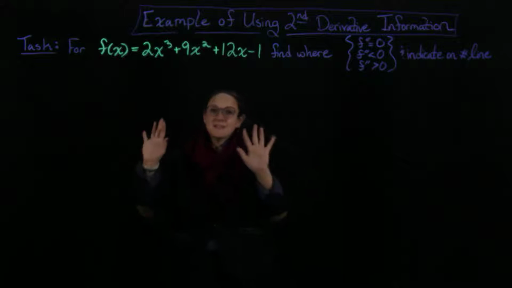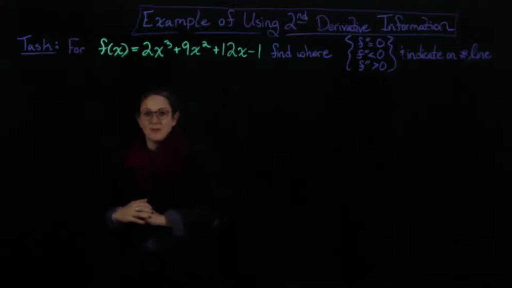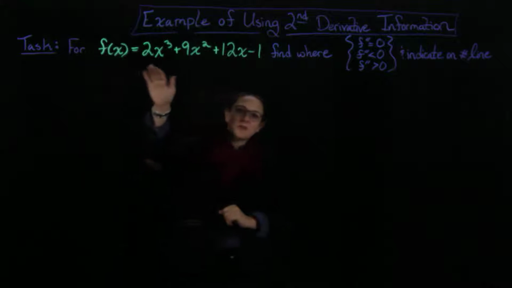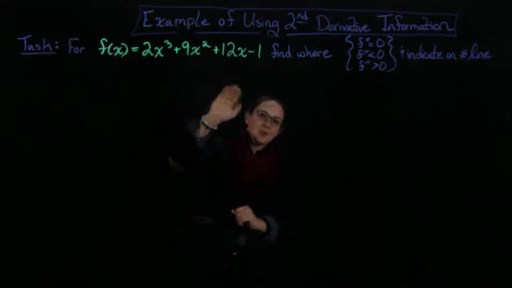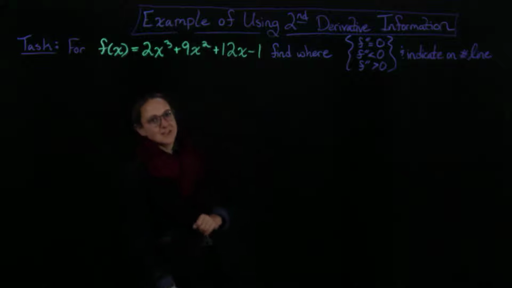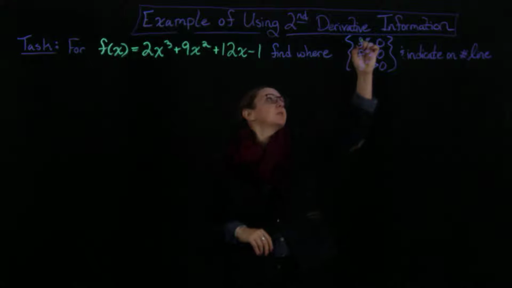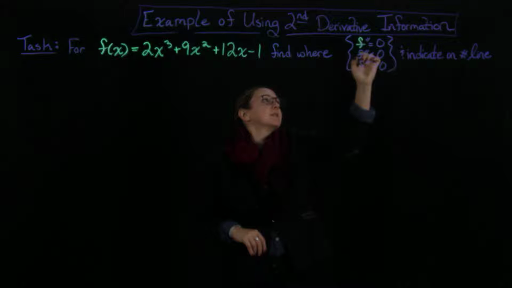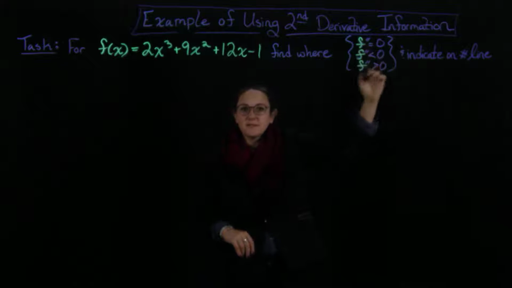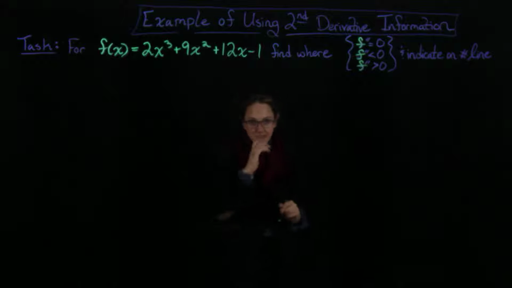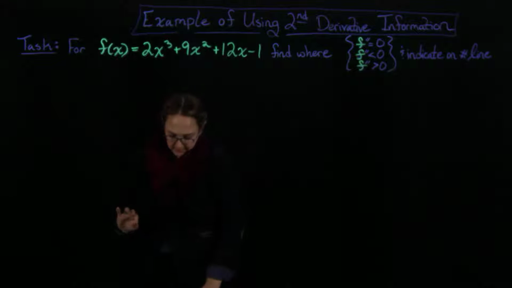Welcome. In this lecture, we're going to return to that function, which is this polynomial: 2x cubed plus 9x squared plus 12x minus 1. We're going to take its second derivative to find where the second derivative is equal to 0, where it is less than 0, and where it is greater. This is the second derivative that we're actually looking at here. We're going to indicate all this on the number line.